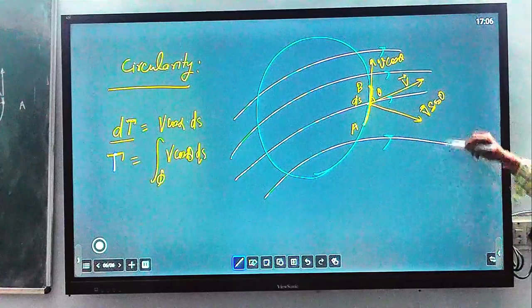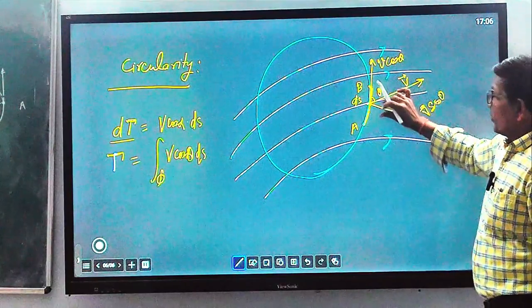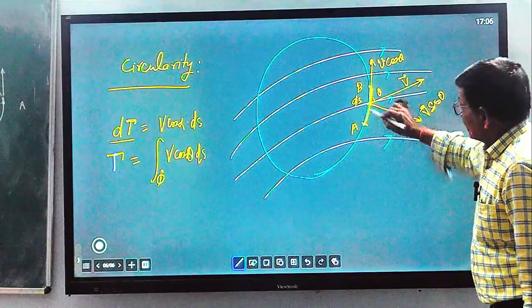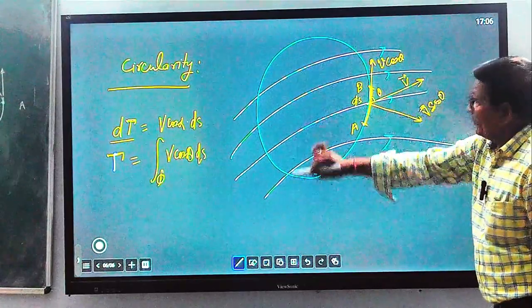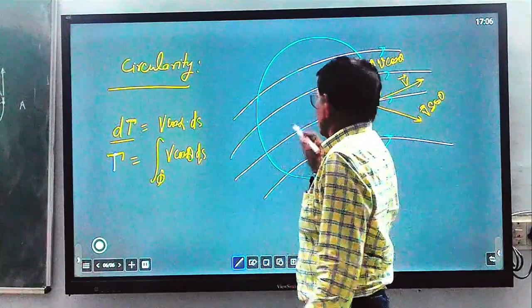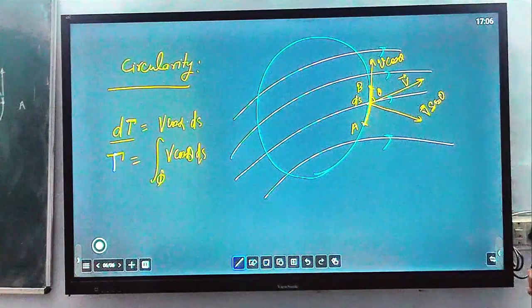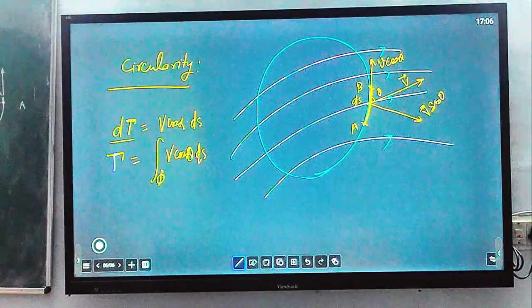Now for the whole circulation, you integrate V cos alpha ds from A to B. When you perform this integration for the whole of the circular path, it becomes the circulation. This is the circulation.